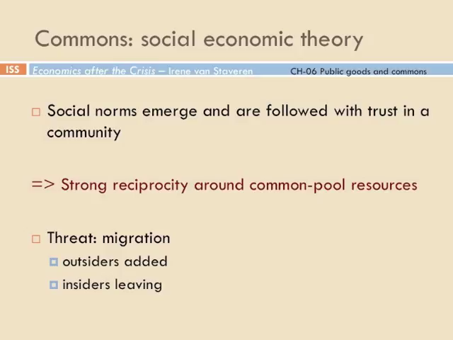Social economists emphasize the role of social norms in communities that help people to manage, protect, coordinate common pool resources. In social economics, there is also the recognition of a threat to upholding the social norm, and that is migration. When many people move out or new people move in, it's quite difficult to keep everybody upholding the same social norm.